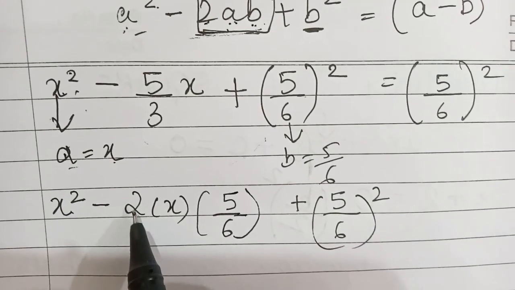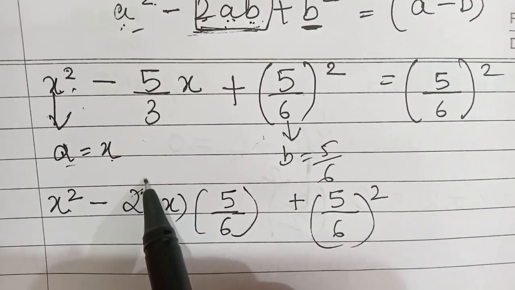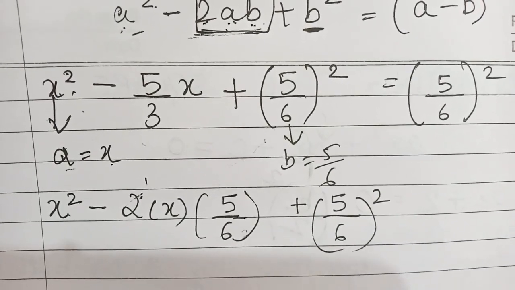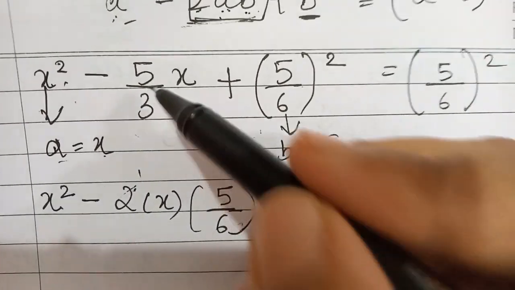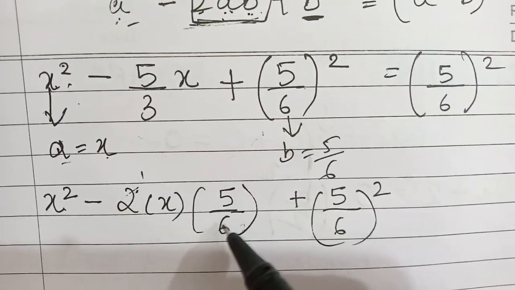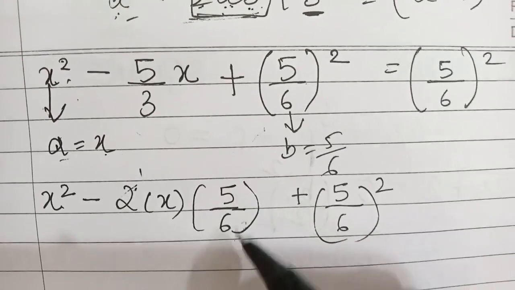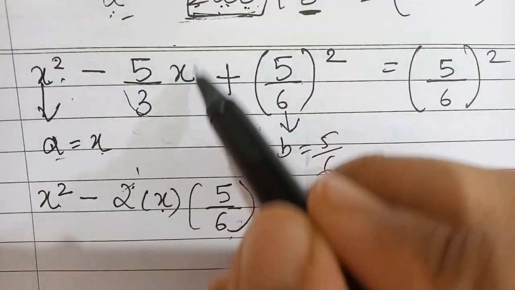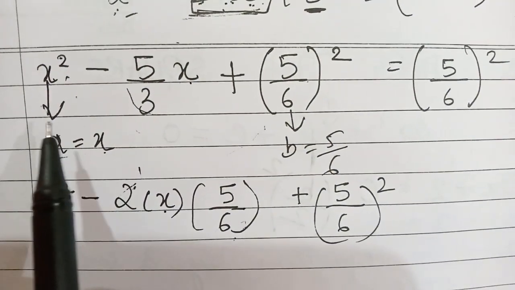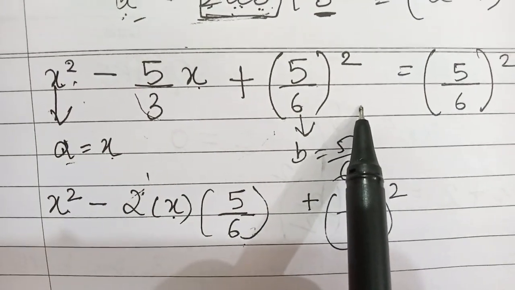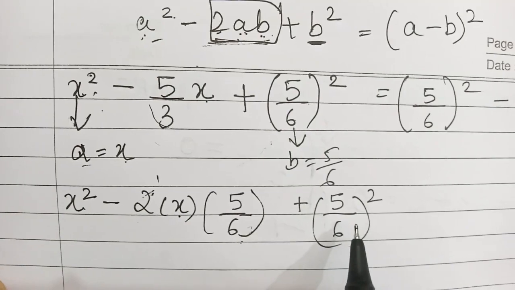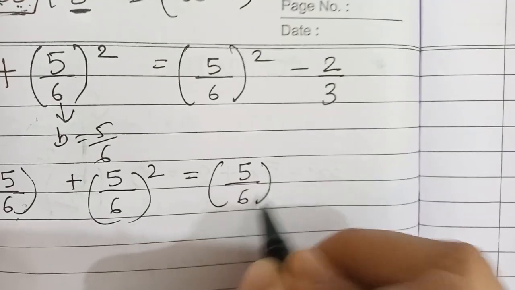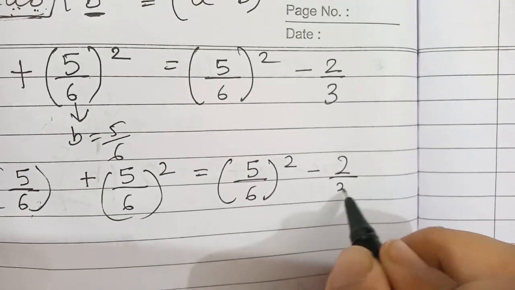So if you cancel this, 2 1s are 2, 2 3s are 6. So when we solve this, you get the original term back. What are you left with? 5/3 into x, which is the original term. So you see, no harm is being done to the original equation. We are just trying to balance it to make a proper square quadratic equation. And what are we left with on the right hand side? We are left with (5/6)² − 2/3.